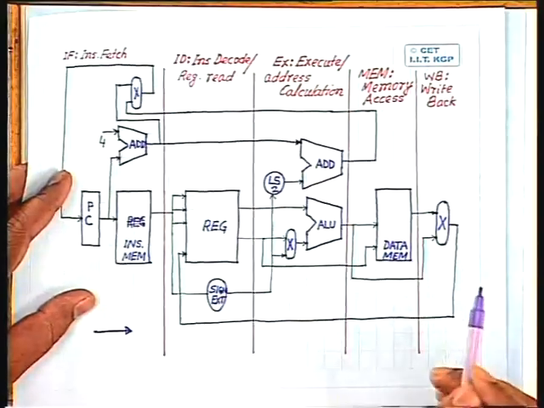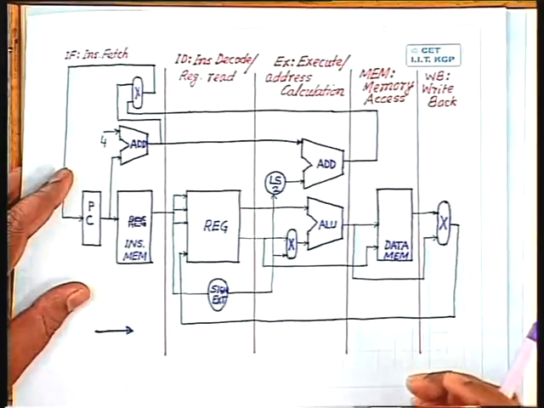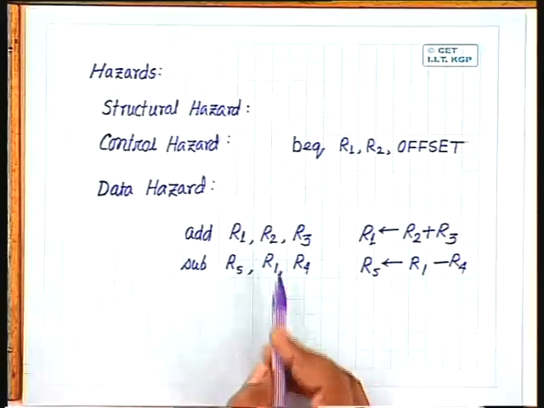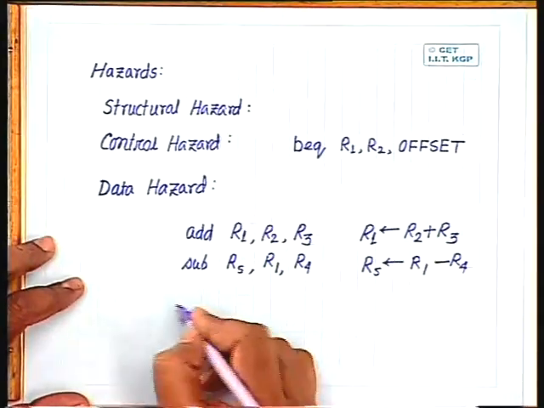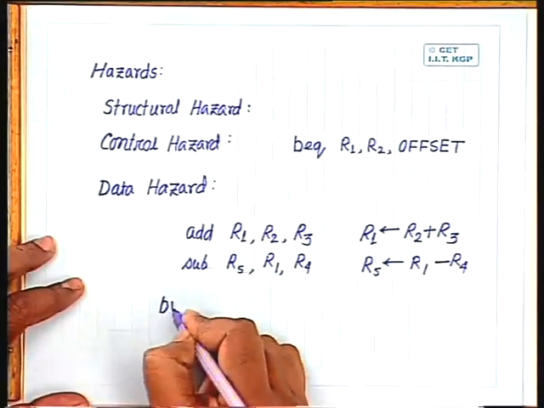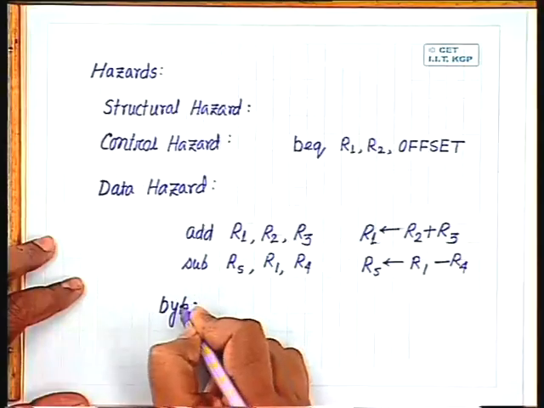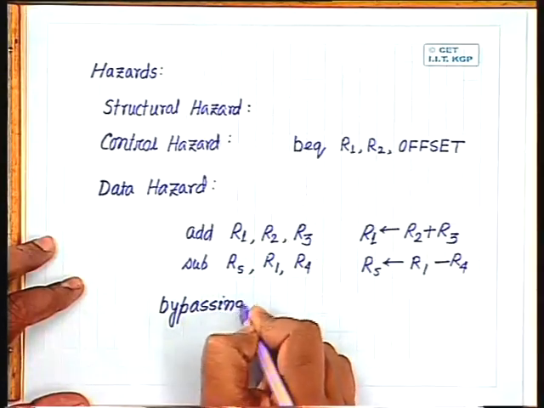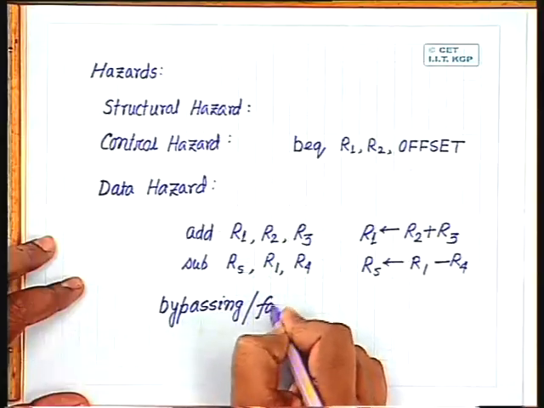Okay, so this is a mechanism which is called a bypass mechanism. Sometimes it is also called forwarding mechanism. Okay, so the solution to this data hazard can be by bypassing or forwarding.